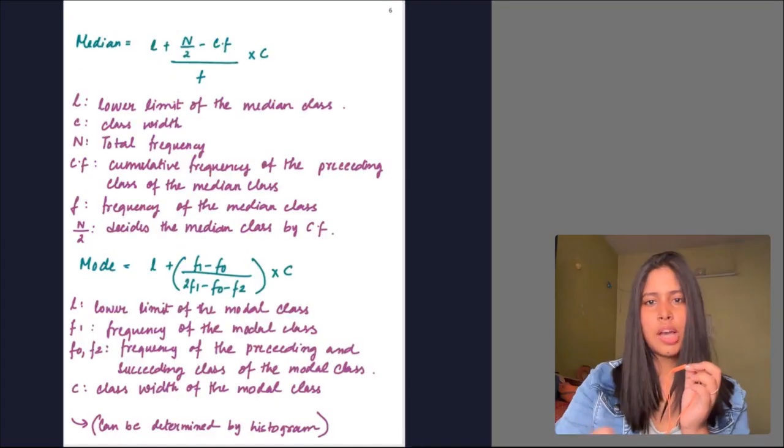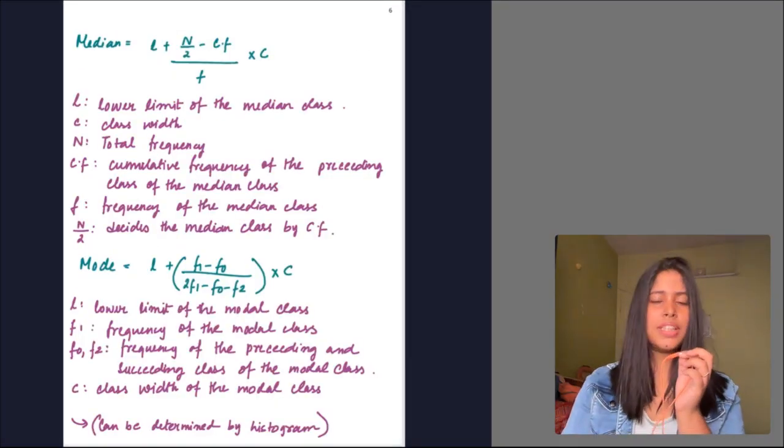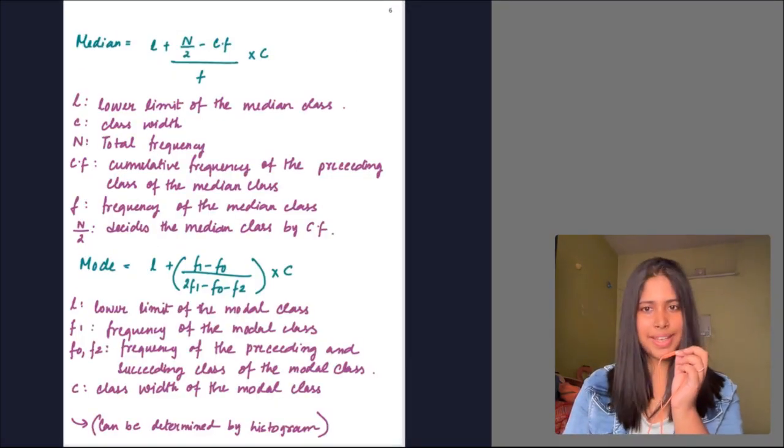Coming to the next one, median. Median is L plus (n by 2 minus Cf) divided by f, into C. What is L here?